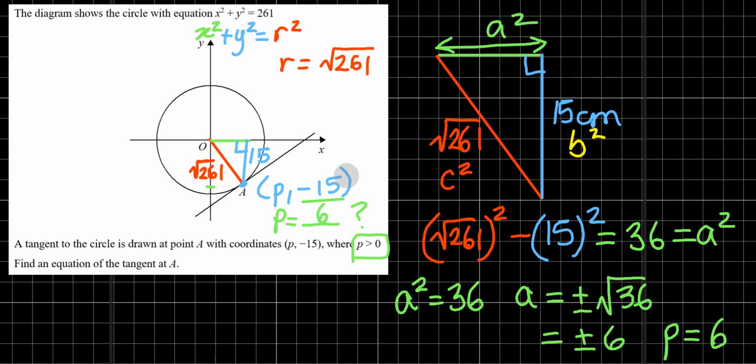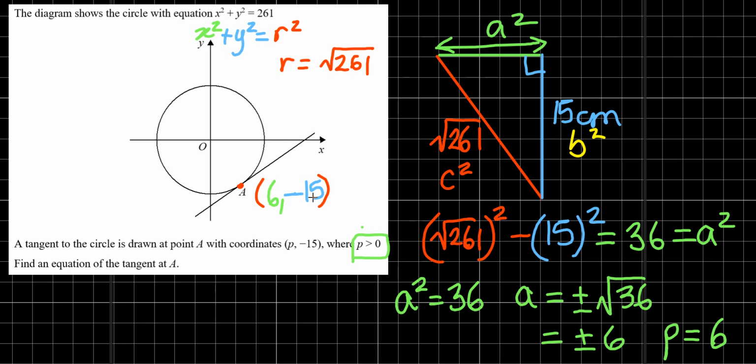So if I write that, point A is going to be (6, minus 15). Okay.